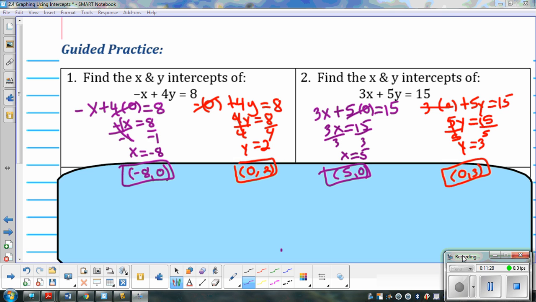So how did you do? Were you able to take the time and sub in 0 for the y and then solve for the x-intercept and get 5? So it's located at 5, 0. And then for the y-intercept, did you make the x value 0 and then really just solve the equation 5y equals 15, divide by 5, and you get y is 3. So the y-intercept is located at negative 3. If you missed any part of that, make sure you pause the video and go back and fix those problems, please.